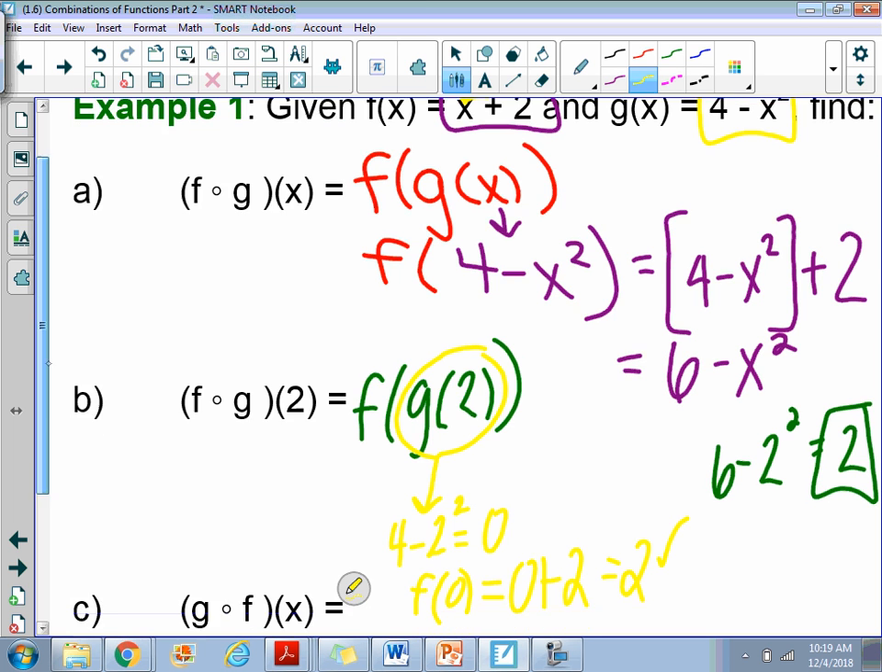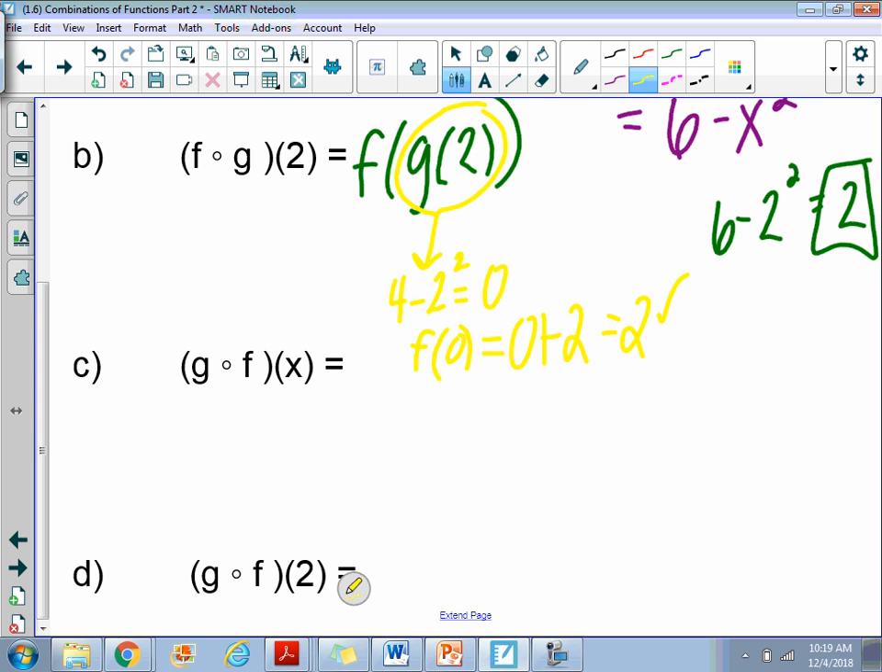Now for part C, you can see I did G of F of X. Why would I do that? Kind of. Do you think that they would be the same thing? No. Could they be the same thing? Yeah. But they do not have to be the same thing. So let's find G of F of X. So that means this time I'm looking for G of F of X.